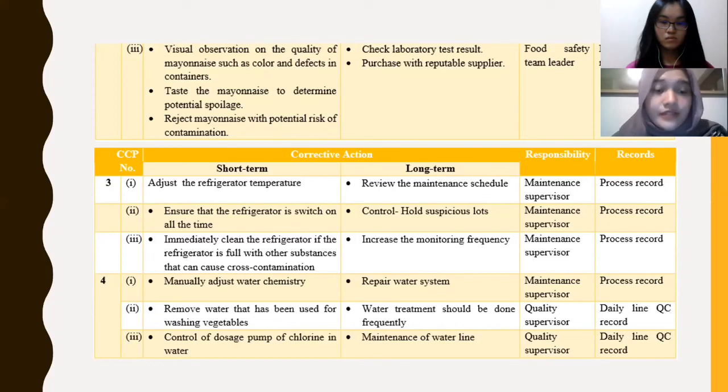And then next is remove water that has been used for washing vegetables. And then for the long term, water treatment should be done frequently. The person responsible for these corrective actions is the quality supervisor. The record is kept under the daily line quality control record. And then next is control of the dosage pump of chlorine in water. And then for the long term, maintenance of the water line. So this corrective action is the responsibility of the quality supervisor under the daily line quality control record.